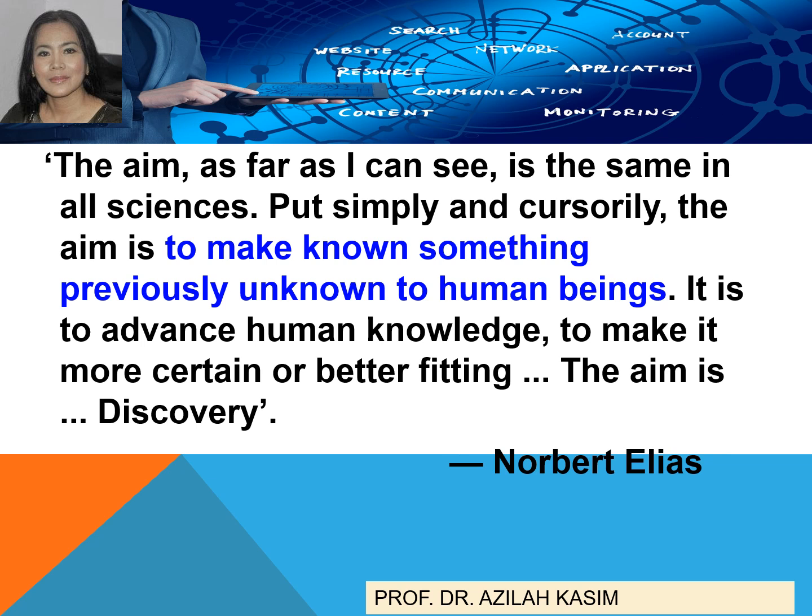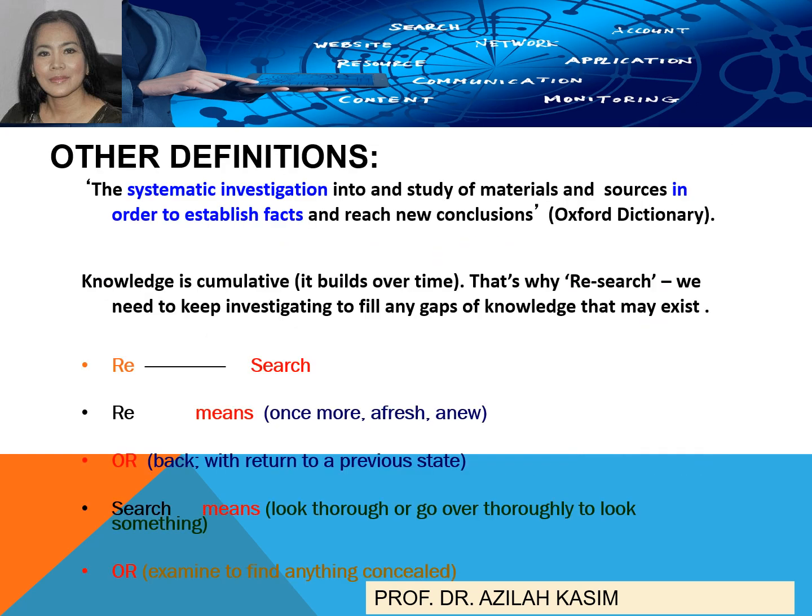Other definitions on research could also include systematic investigation. That's the keyword. Systematic means it has order, it has steps that you have to follow, and it is not just some kind of random acts. So it is a systematic investigation into and study of materials and sources in order to establish facts and reach new conclusions. This is the dictionary definition given by Oxford.